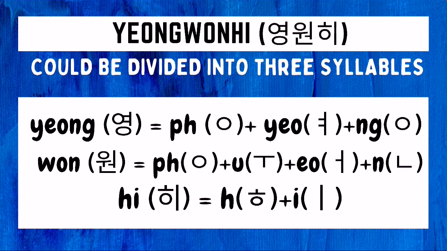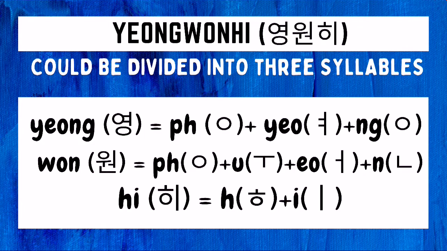Now, how do we spell YEONGWONHI in Hangul? Let's start with the first syllable. To be able to write the syllable yong in Hangul, we need to draw first a placeholder iyong, followed by a yo character, followed by another iyong character. But this time, it has the iyong sound.